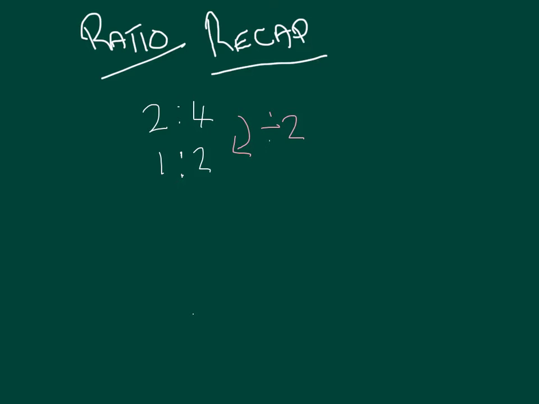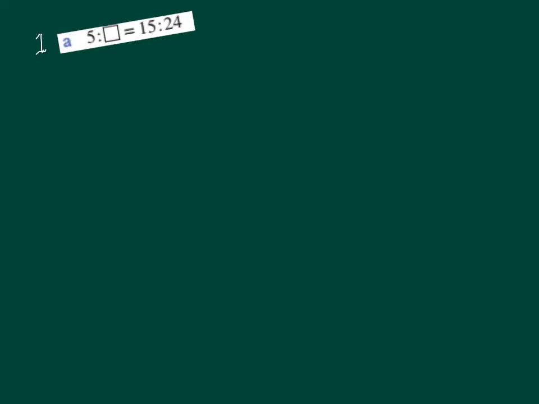What we're going to do this week is try and figure out if we can find a missing part of a ratio. So here's question 1a, and our ratio is 5 to something, and we know that it's equivalent to 15 to 24. Now the way we're going to solve this is we can see on the left hand side, the 15 and the 5, what I need to do to go from the 15 to the 5 is divide by 3.